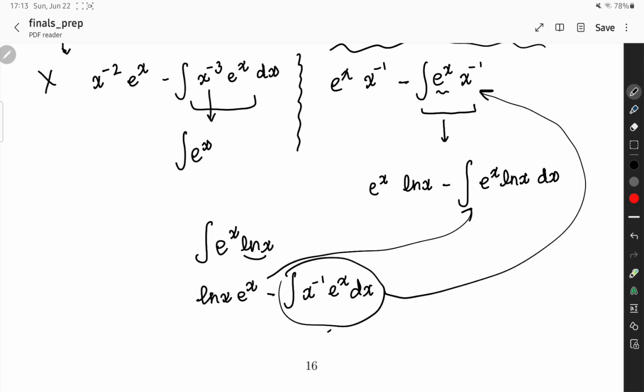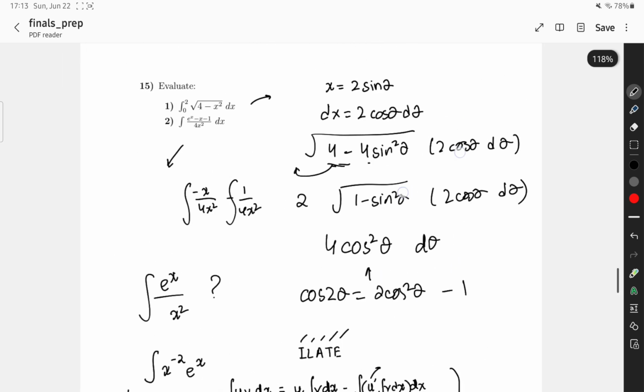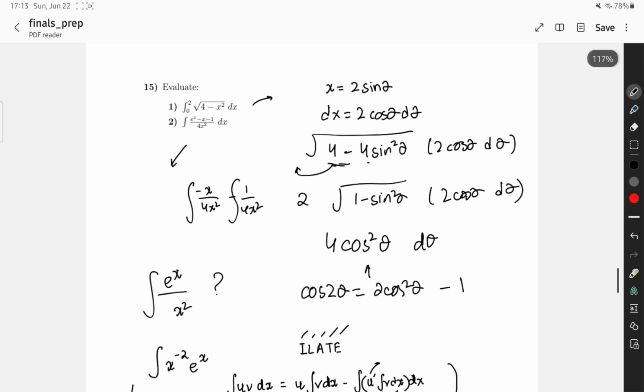So the whole point is you need to use integration by parts a couple of times, more than a couple of times, to solve this one. I'm not doing these completely because I've done the previous questions, but this is just a discussion regarding these questions.